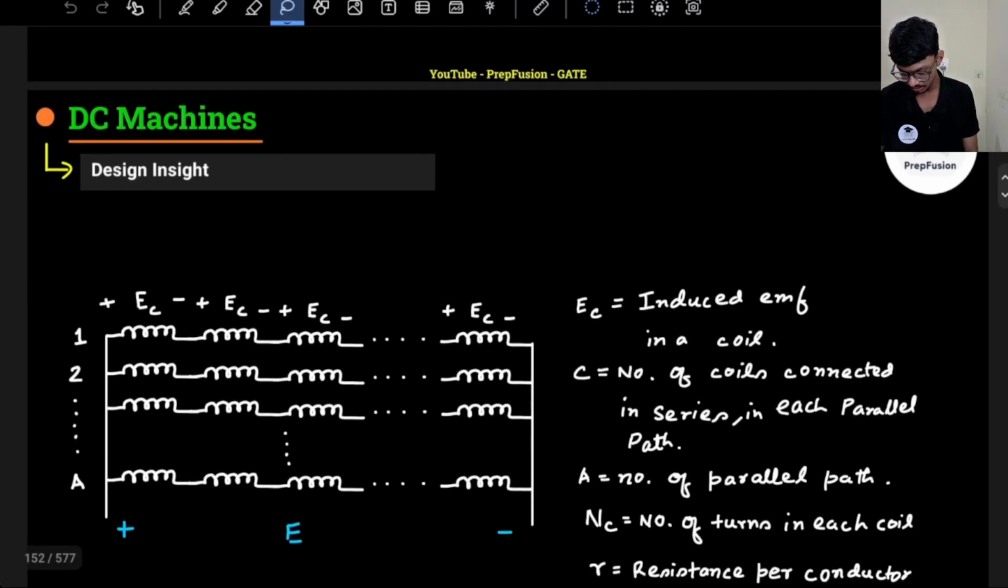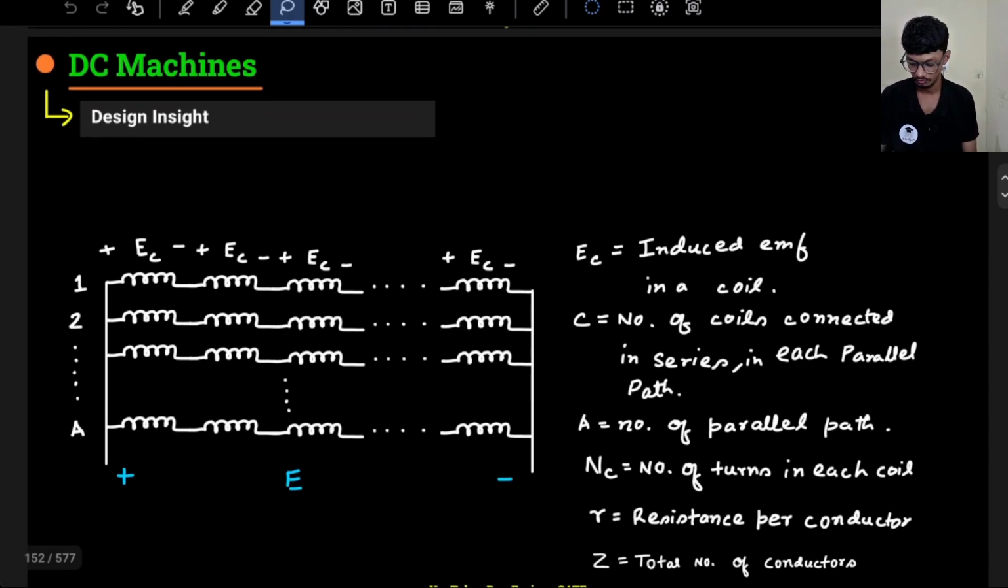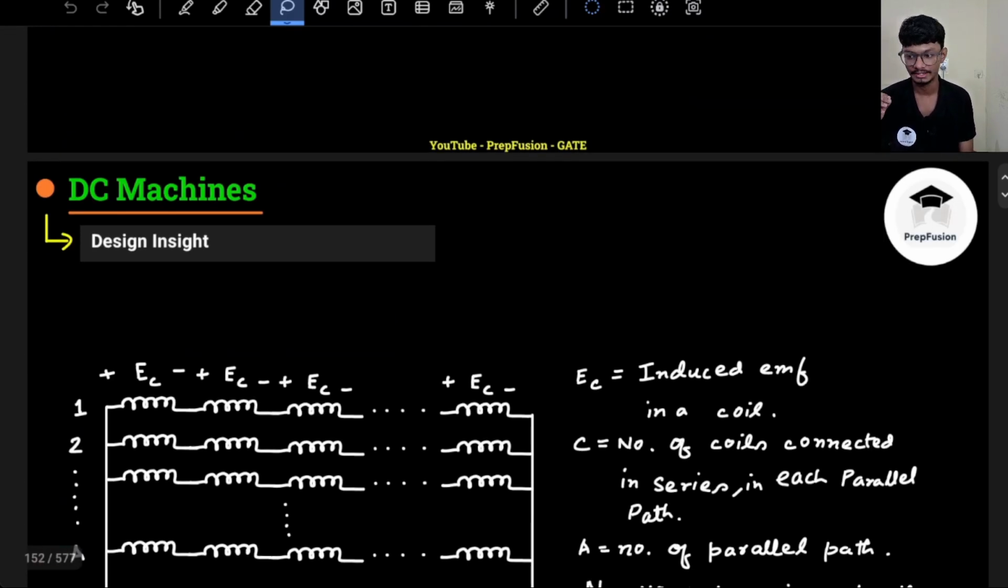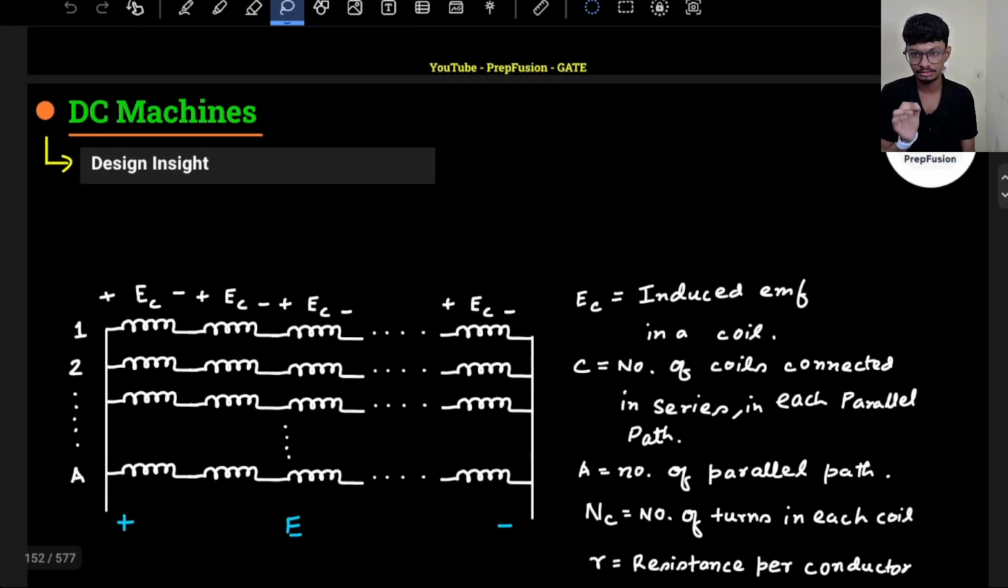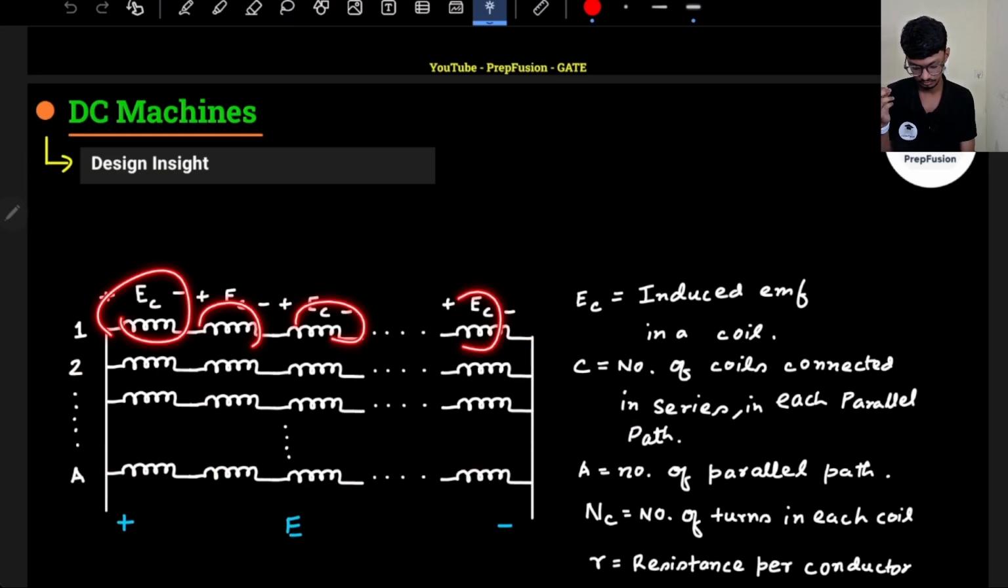Now let's derive few values for whatever we have been learning. Now we will derive the expression for induced EMF in a DC machine. This discussion is the most important portion. Please listen to this discussion very carefully. So let's say I have an orientation or a circuit, which is, let's say, lap wound, and I have these many coils in series.